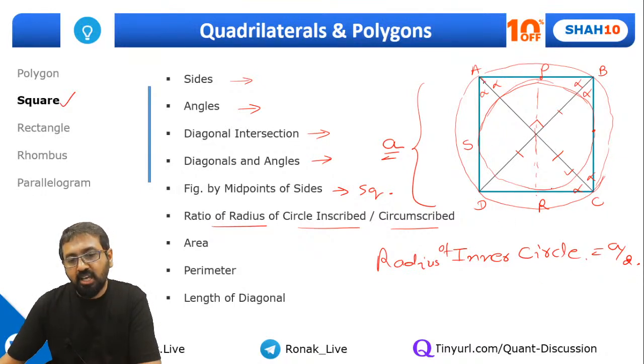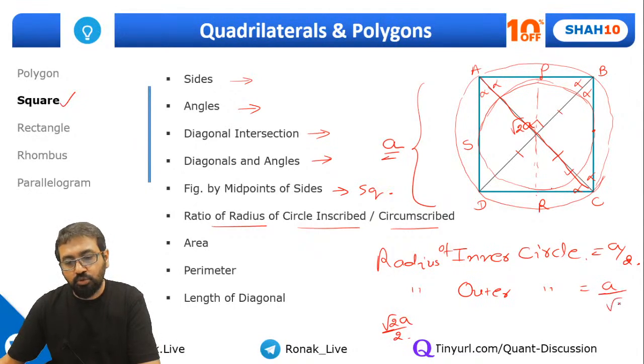And what can you say about the diagonal of a square? The diagonal of a square is √2 times the side, because it's an isosceles right angle triangle ADC. So this diagonal is nothing but the diameter of the complete outer circle. So what will be the radius of the outer circle? It's half of the diameter. So √2a divided by 2, which will come out to be a upon √2.